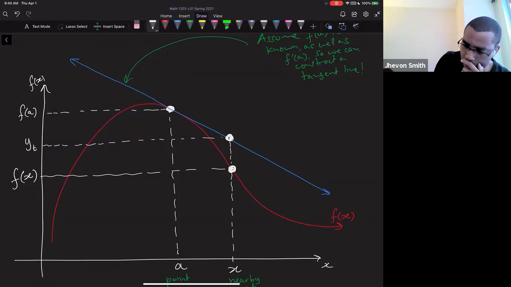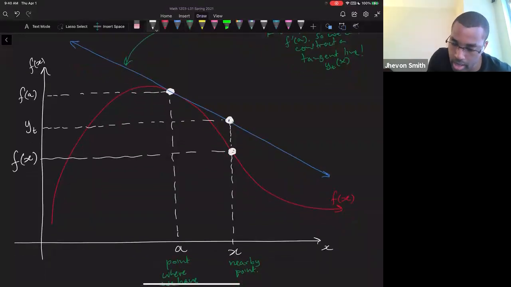So tangent line y sub t of x. Okay. And I can use the y sub t as an approximate value of the f of x. The idea is if the x is close enough to the a, the y sub t and the f of x would actually be close together themselves.